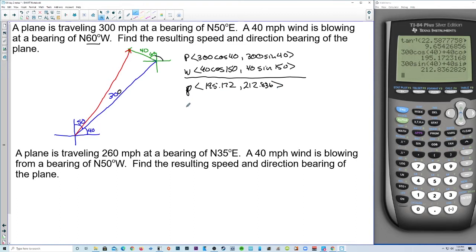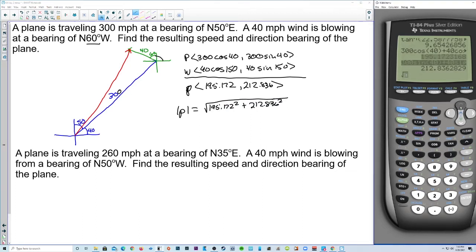Well, now we want the resulting speed. We want the magnitude. So the magnitude of the path is equal to the square root of 195.172 squared. But we're not going to use the rounded form. We have 212.836 squared. We're going to go grab the actual number. So let's go square root of, I need the 195, and we're going to square that, plus, let's go grab the 212, square that. And so the resulting speed is 288.78, and we got miles per hour.